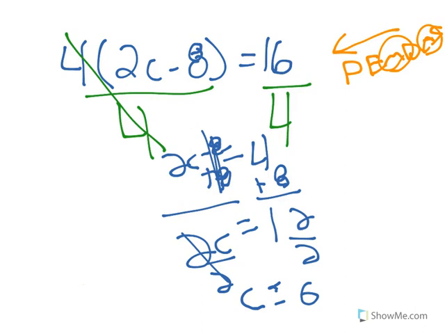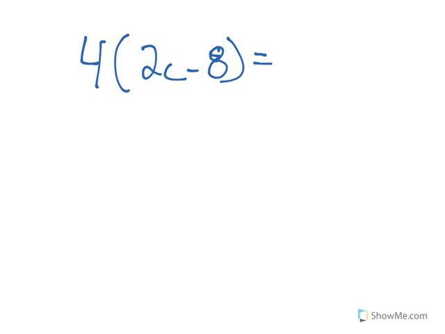Let me start over here. I want to show you the same problem, but just a different path. So what was that? 4 times the quantity 2c minus 8, and that's equal to 16. You could have also distributed if it didn't occur to you to do that reverse PEMDAS right off the bat for simplification. Or another reason you might want to do it that way is if this was a number that didn't go easily into 4.